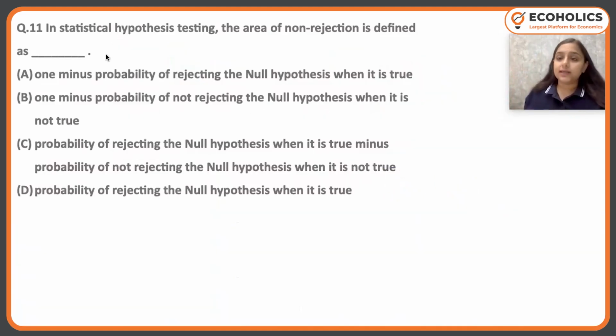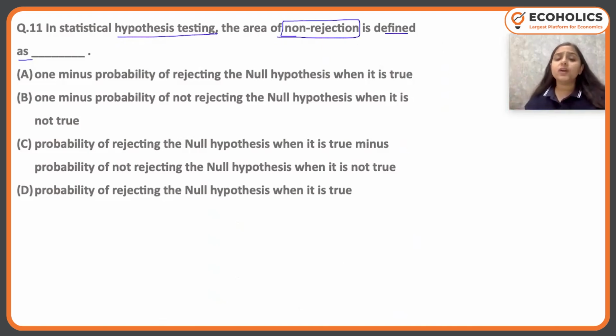Question number 11 says that in a statistical hypothesis testing. Now, in this video, why are we discussing question 11 and question 13? Because both of them are focused on hypothesis testing. So we will learn the concept of hypothesis testing through this video. In statistical hypothesis testing, the area of non-rejection is defined as.